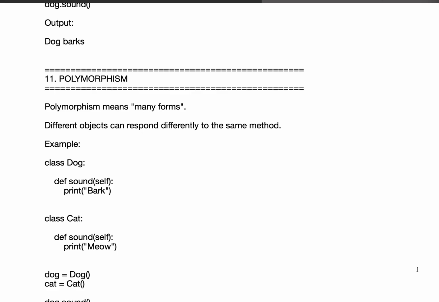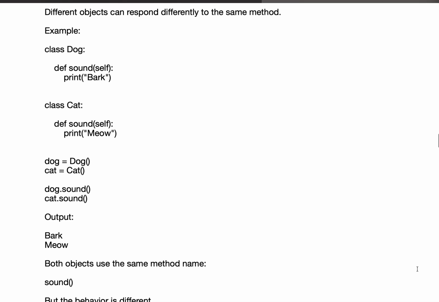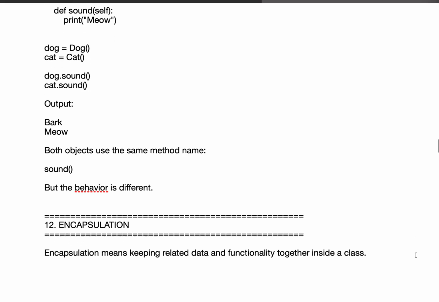Polymorphism. Polymorphism means different objects can have the same method but different behavior. Example: class Dog, def sound(self), print bark. Class Cat, def sound(self), print meow. Create a dog and a cat object and call sound on each. Same method sound, different behavior: bark and meow.